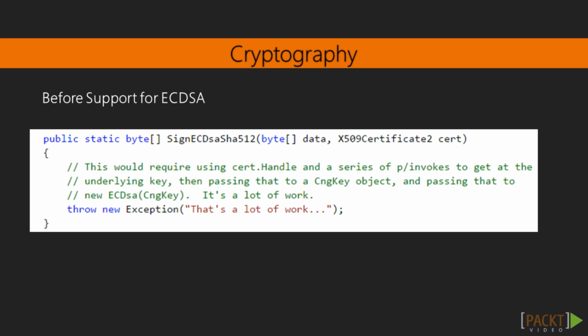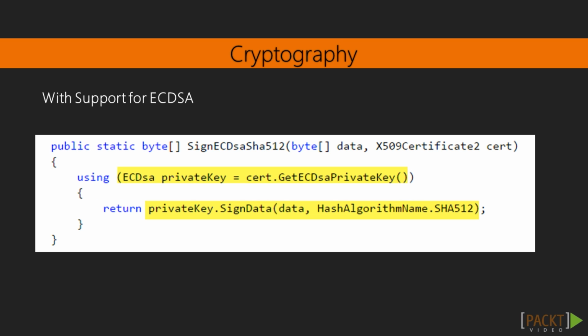Before we had the support for ECDSA, in your code what you had to do is require using a cert.handle and a series of P/Invokes to get an underlying key, and then pass that to a CNG key object, and then pass that to a new ECDSA. Basically, it was a lot of work. But now with the support, you can just define the ECDSA private key variable assigned to a value you get when invoking GetECDSAPrivateKey. And at that point, invoke SignData after passing the data and hash name. It's a lot shorter and cleaner.